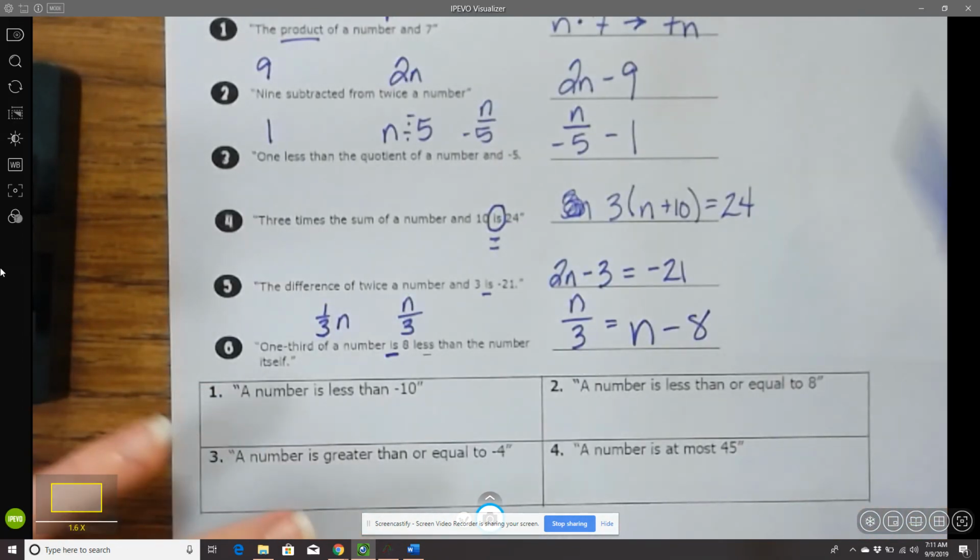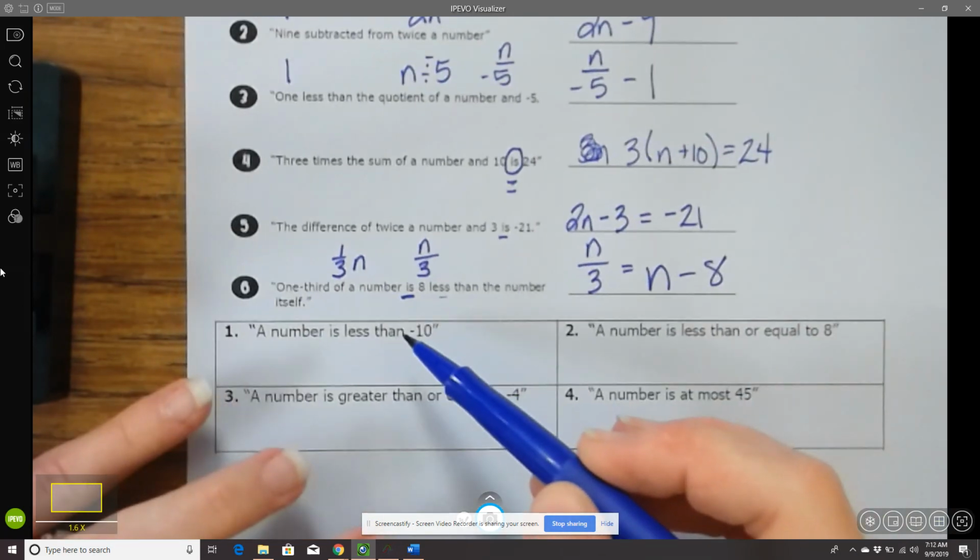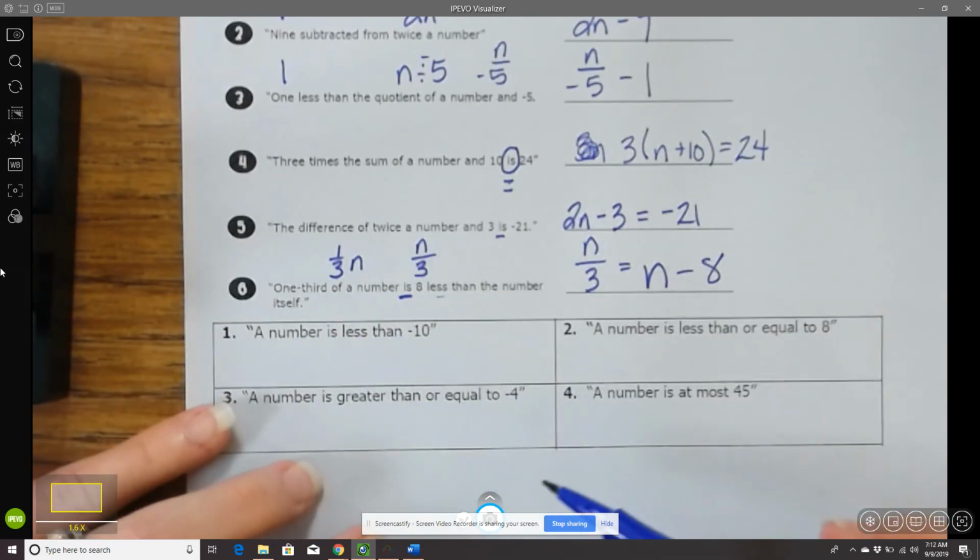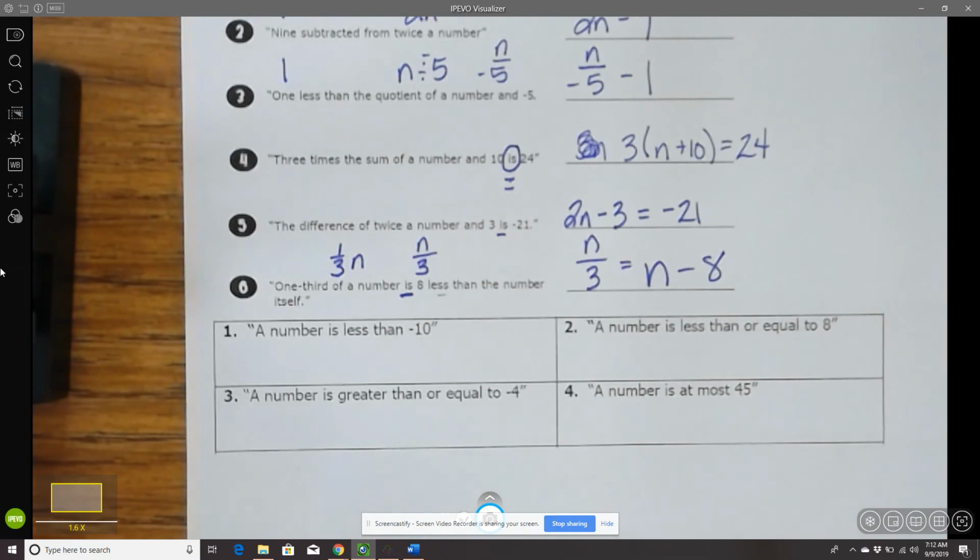So that's all that's going to be covered in this video. When you get to solving systems of inequalities, we'll go back and cover the rest of these. So that's it.